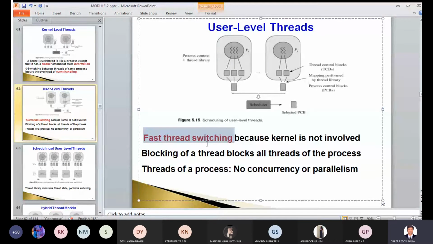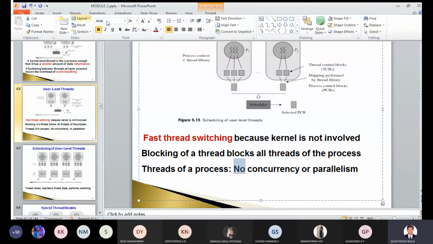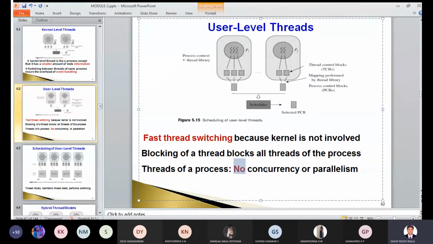The switching is happening faster. Okay, from one thread to another thread, we have very fast access. And blocking of a thread blocks all the threads of the process, so no concurrency or no parallelism. We are not able to do anything concurrently, and we are not doing anything in parallel, which means one thread is running, the other thread has to wait. So one by one we are trying to do it and complete it faster. Okay, this is how we have it.